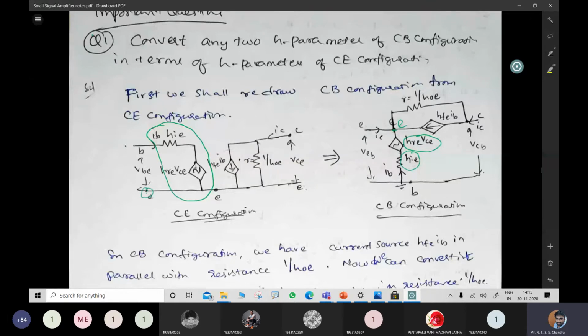Okay. Now keep this aside. Now check what are the elements connected between your terminals, emitter and collector. What are the elements connected between your collector and emitter? You have HFE IB, you have a resistance 1 by HOE, right? Can you see them?